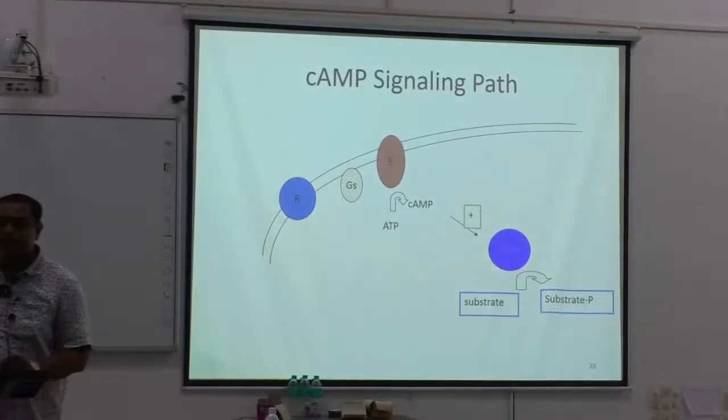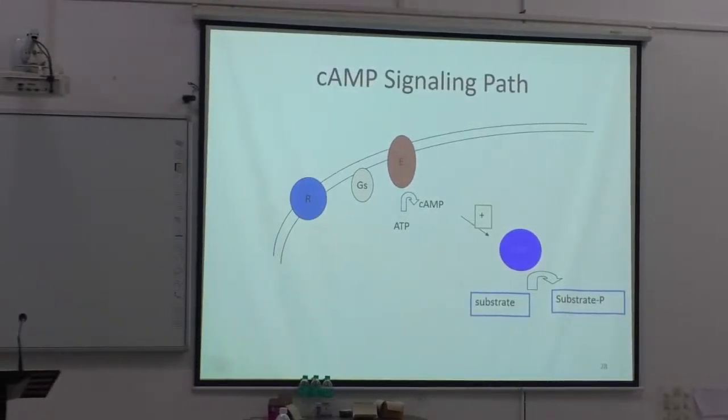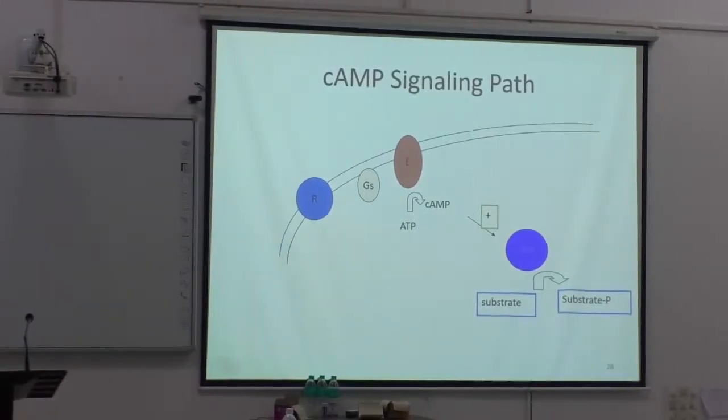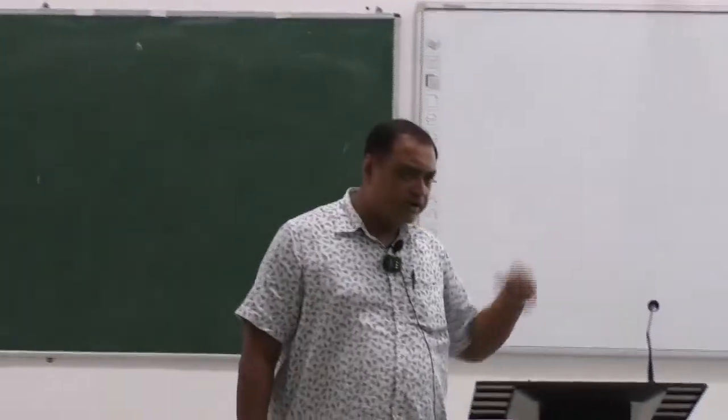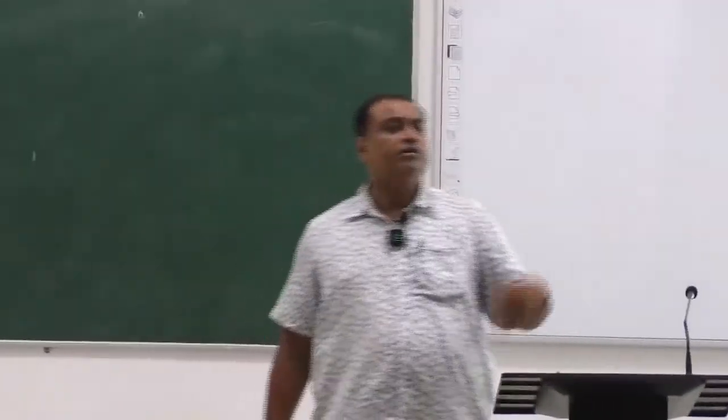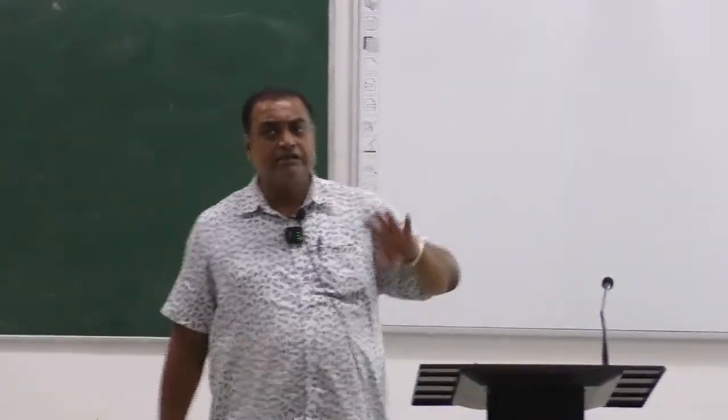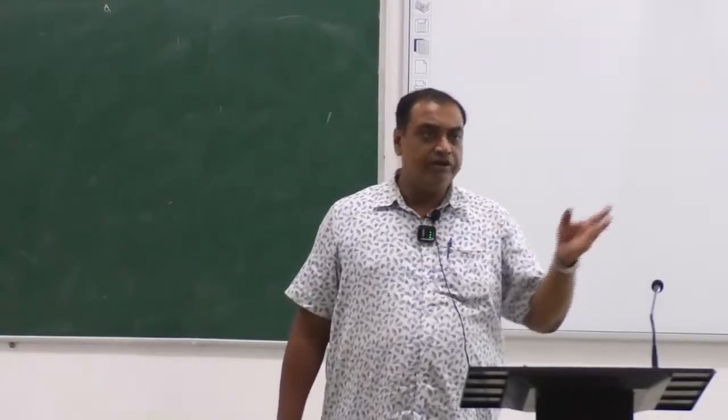Substrate P means phosphorylated substrate. Kinase means it will phosphorylate. Phosphatase means it will remove phosphate. Kinase means it will add phosphate. So the substrate will become phosphorylated. Example now, phosphorylase kinase is active when it is phosphorylated. Glycogen synthase is inactive when it is phosphorylated.